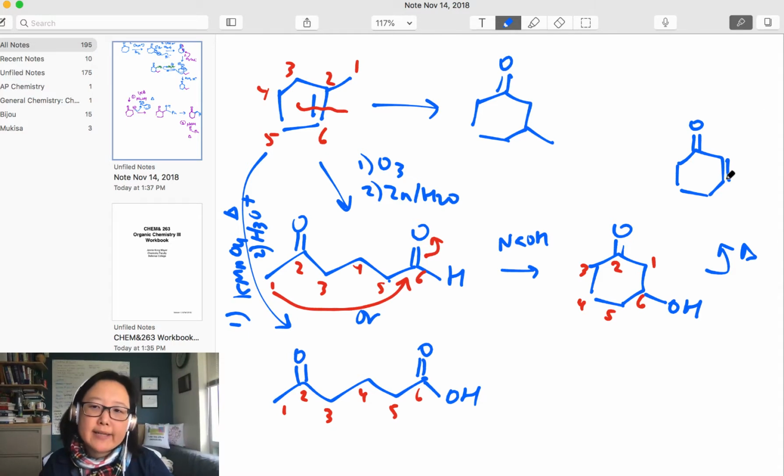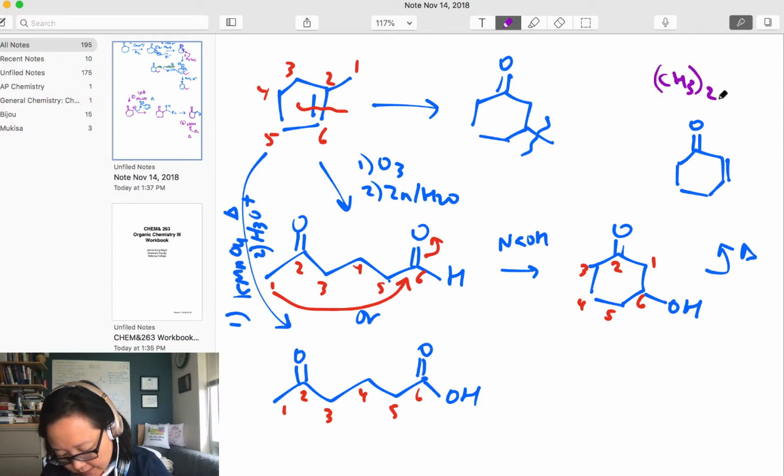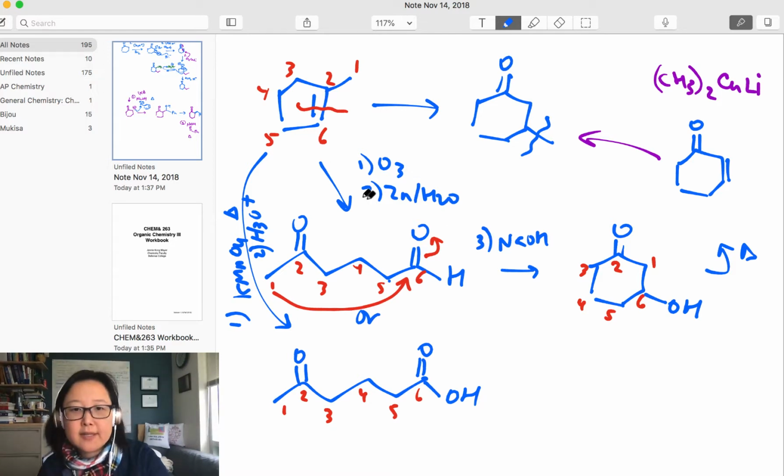Now I have a Michael acceptor, and I just want to do an alkylation here. So I could do CH3, this organolithium cuprate, so a Gilman reagent, and I can go there. All right, so that could be my step 1, ozonolysis. Step 2, under reductive conditions, gives me the aldehyde. Step 3, NaOH to do an intramolecular aldol with heat. So I would put those together: NaOH and heat, aldol condensation, which gets me to here.